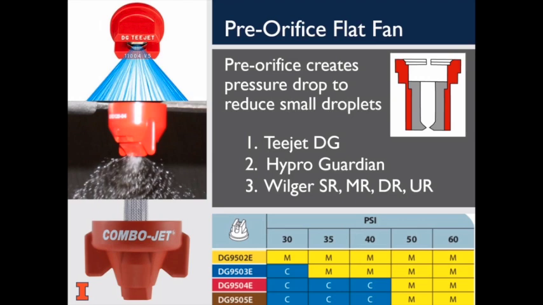Essentially, every company that makes nozzles for sprayers has their version of the pre-orifice nozzle. TeeJet has the Drift Guard, or DG, Hypro has the Guardian nozzle, Wilger has come out with a range of pre-orifice nozzles which provide various ratios of pre-orifice size to exit orifice size in order to provide different levels of drift reduction.